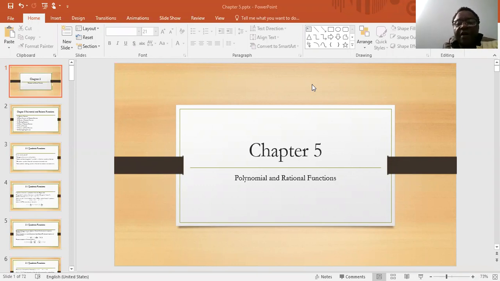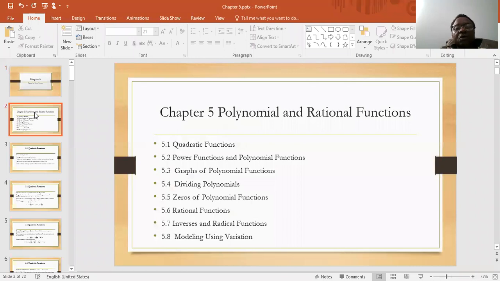We will start chapter 5 today on polynomial and rational functions. We are going to cover eight sections. We will start today. We will cover the first 4 sections, and then on Wednesday, we will cover the remaining 4 sections.